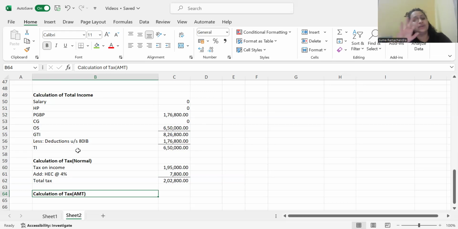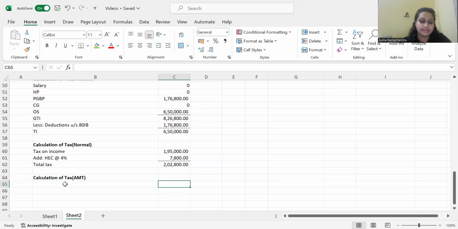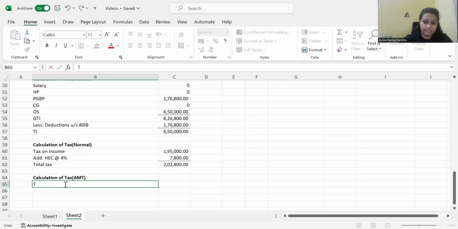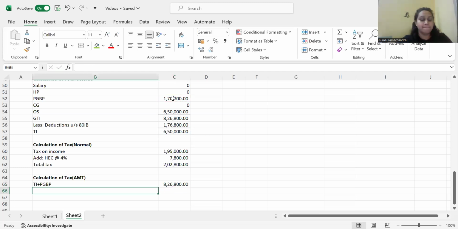Now, if any of those sections applies, I'm going to get 100% deduction on whatever my PGBP income is. Once I get this 100% deduction, I'm going to calculate my AMT as well. How do I calculate my AMT? To my total income, I'm going to add back the PGBP income. That means 6,50,000 of normal total income I have, and to that I add the deduction I've already given before, that means 1,76,800 I've added back. This will become my total income for the sake of AMT.